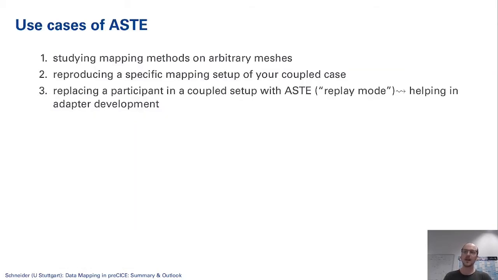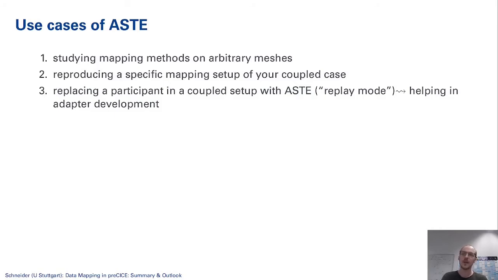So far, ASTE was mainly a developer tool used by people developing in and around preCICE. But in the future, we would like to make ASTE really a user tool. For this, we have the following three use cases in mind. The first one would be studying mapping methods on arbitrary meshes. This is what we've seen in this presentation and what we've done for the reference paper, for example. The second use case would be to reproduce a specific mapping setup of your coupled scenario. Using the export functionality of preCICE, one can simply export the interface meshes and reload them later into ASTE. Then one can, for example, play around with the mapping configuration or compare accuracies.